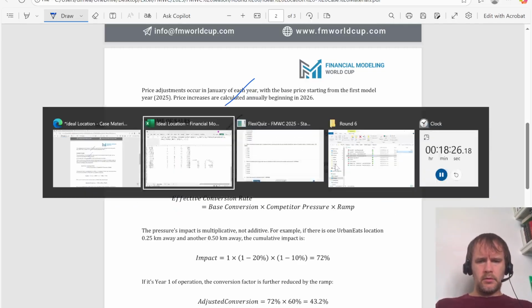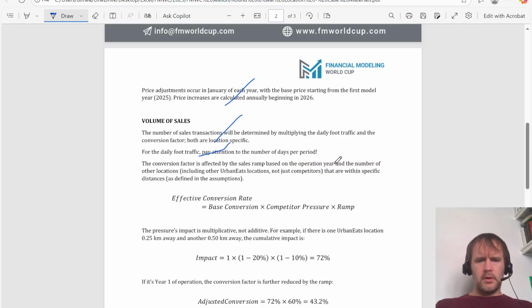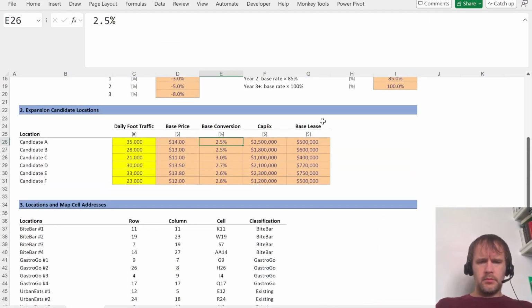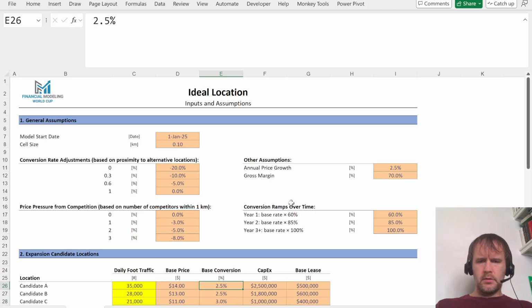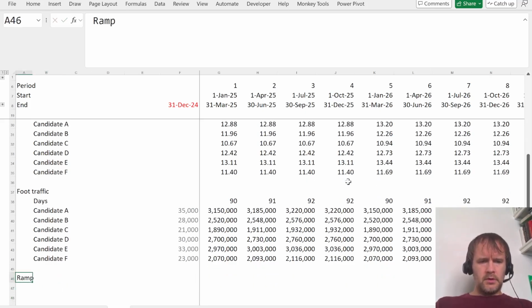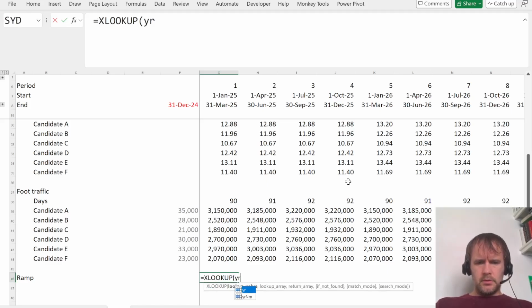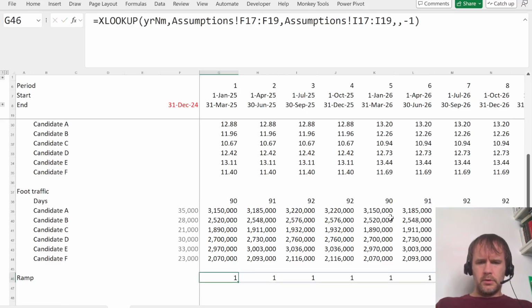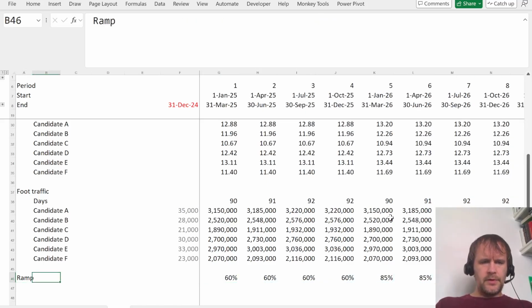So that is the competitor pressure. Okay, so what is the base conversion? Okay. So then what is this ramp thing? Year 1, 2, 3. So ramp is just XLOOKUP year num in here, returning from here, exact match next smaller. That's right. There we go. 60%, 85%, and then 100% after. Good. So that's the ramp, competitor pressure.